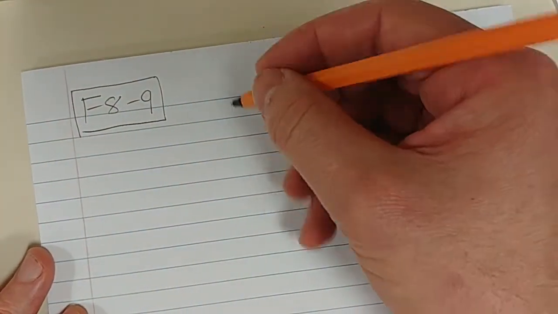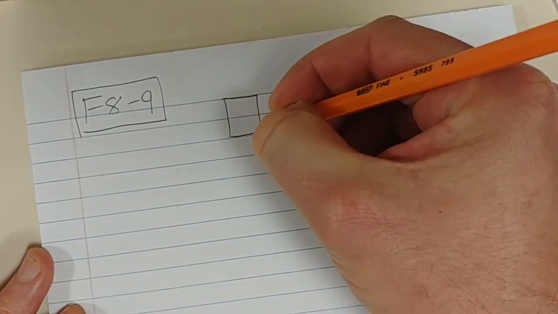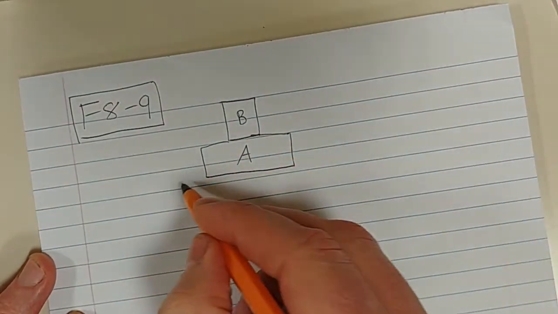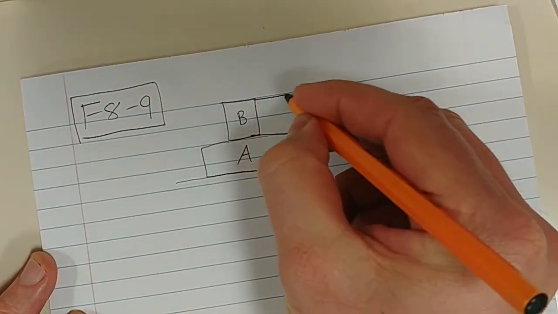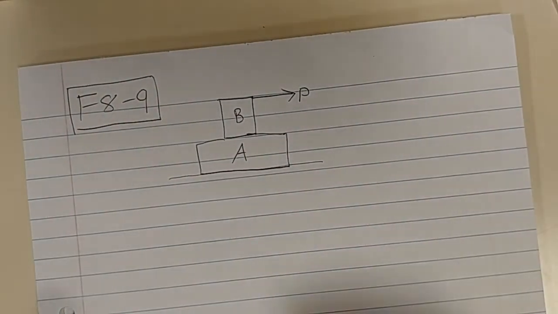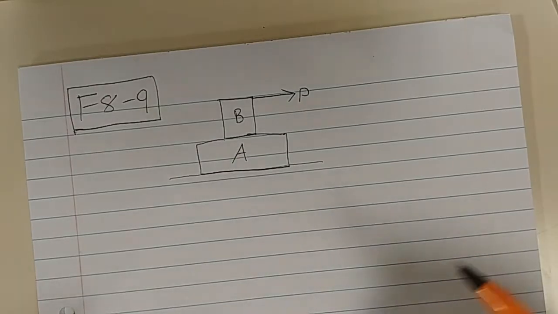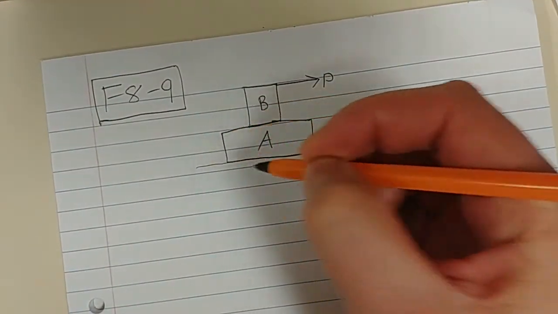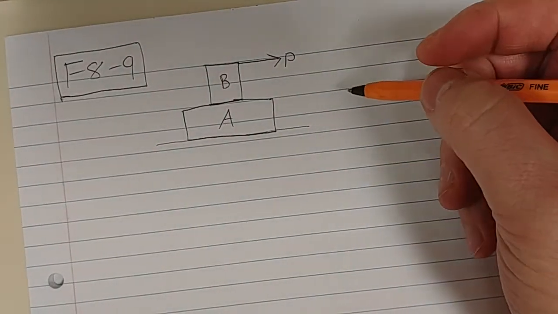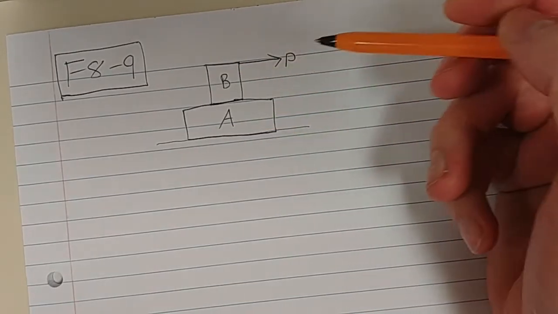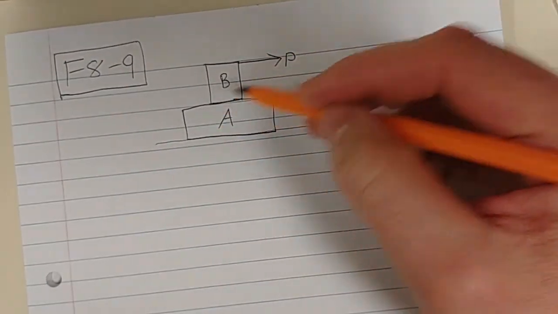So let's have a look at this. You've got B here, you've got A, resting on the floor, and you've got this applied force P. Why did I choose this question? Because it allows us to test our understanding of impending motion at some points, and it also allows us to test the idea of slipping and tipping.